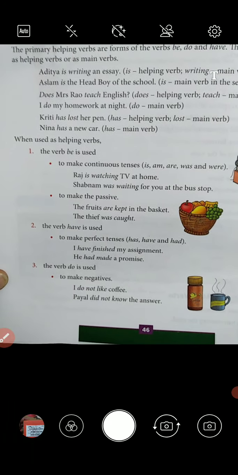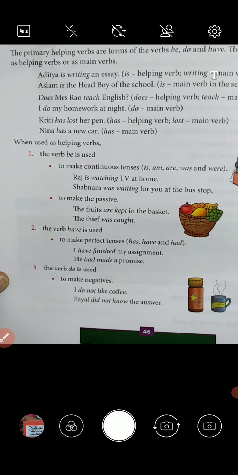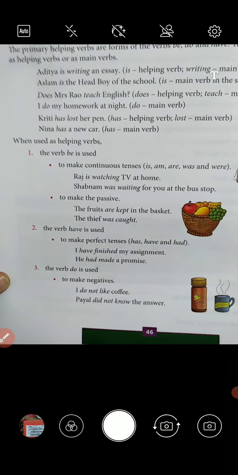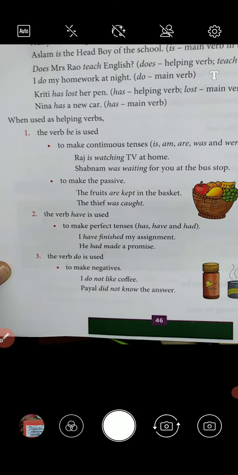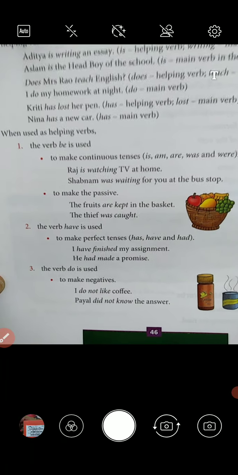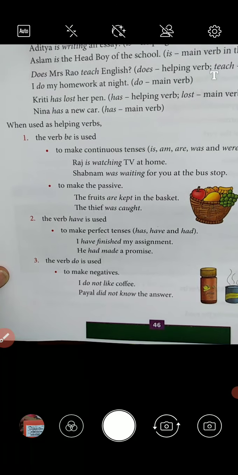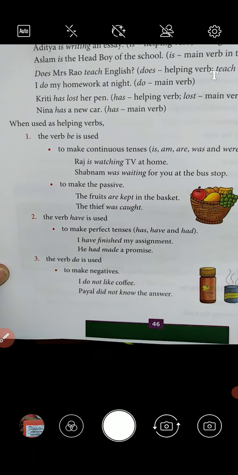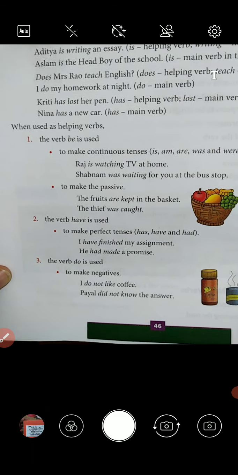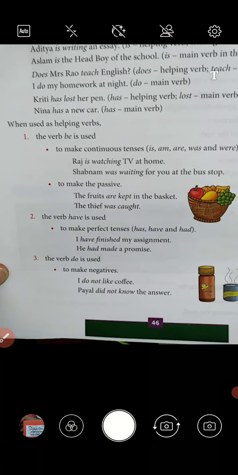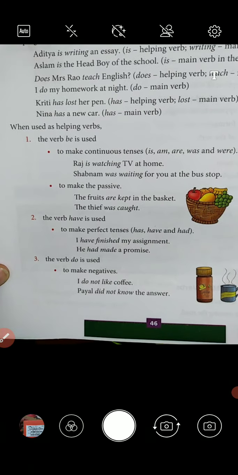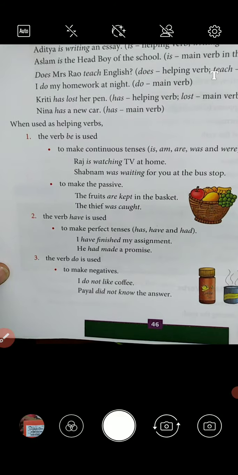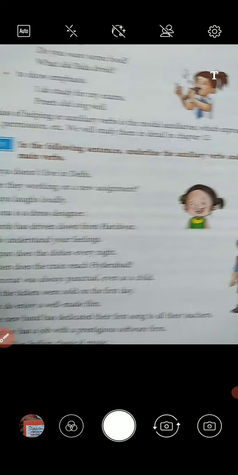Next sentence, Payal did not know the answer. So in this sentence itself, we can easily understand that did not clearly tells about the past tense. So the past form of do is did. So Payal did not know. So did not know is the verb in this sentence.